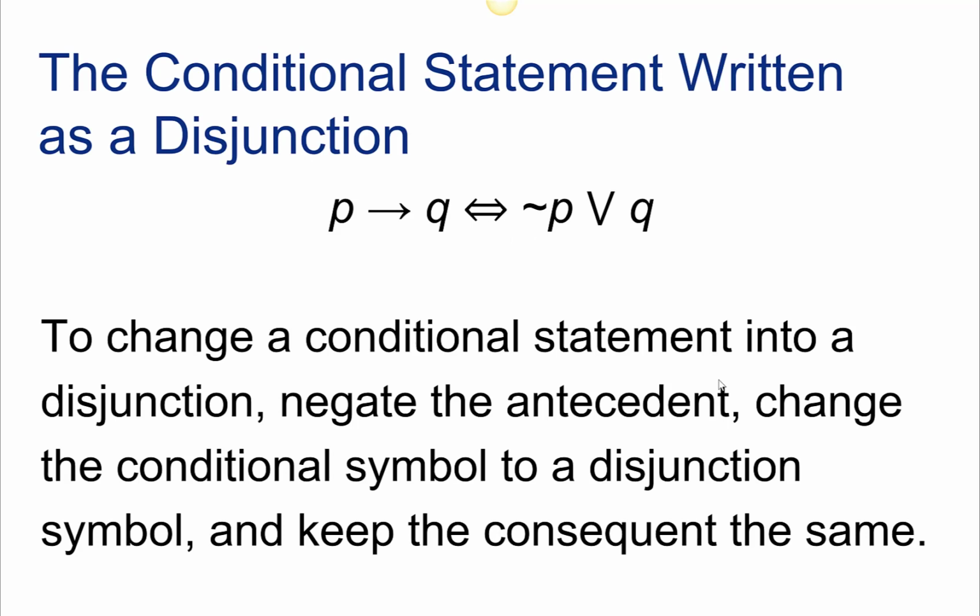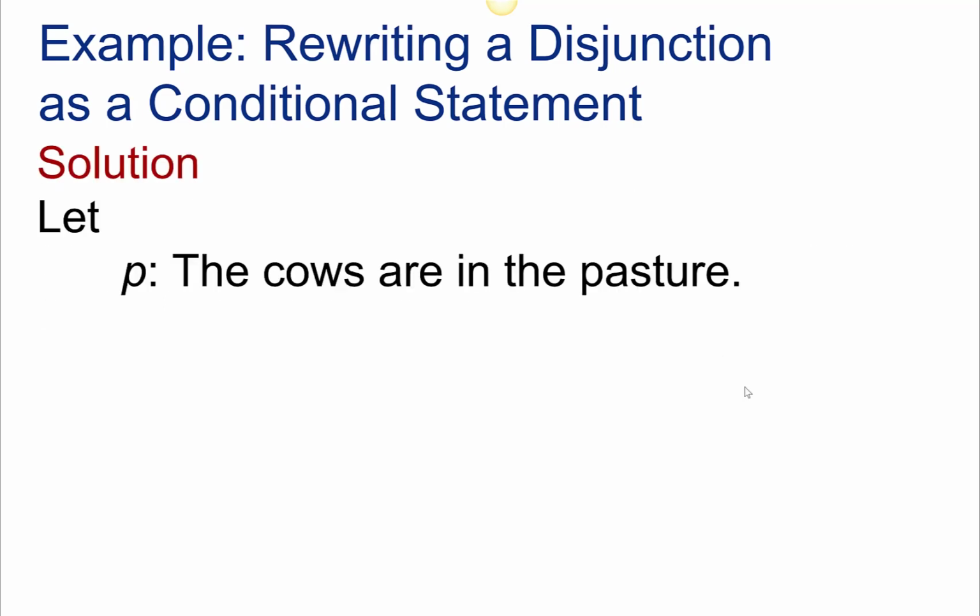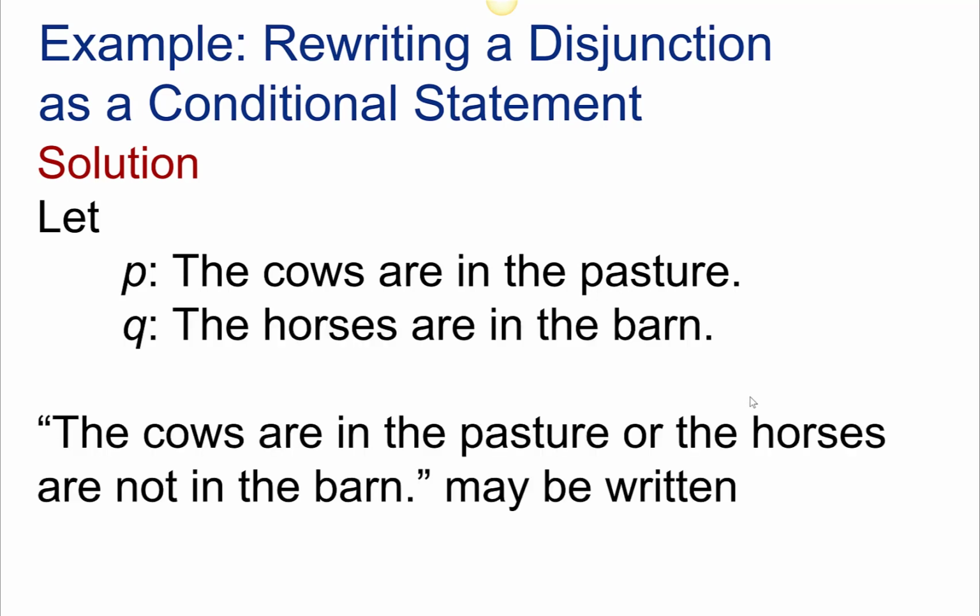Here are some other ones that are nice to know. We can take a conditional and have a logically equivalent statement as a disjunction. So if P then Q is equivalent to not P or Q. So that's one nice equivalency to know about. So write a conditional statement that's logically equivalent, a conditional now. The cows are in the pasture or the horses are not in the barn. So we pick our simple statements. We can write that original statement like this.